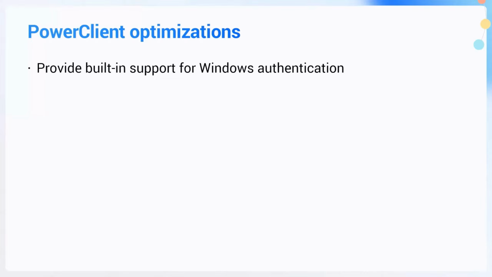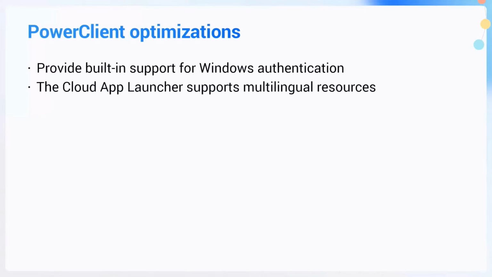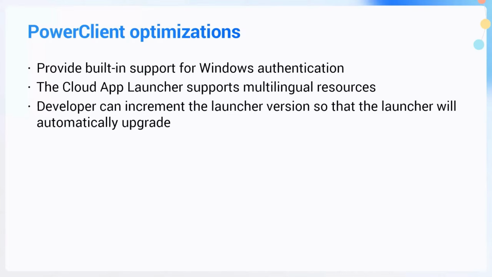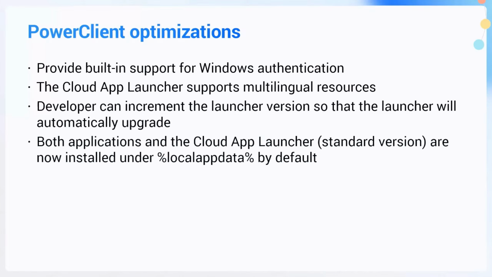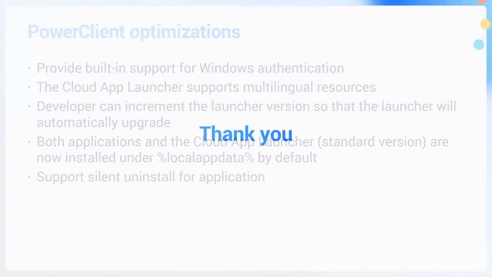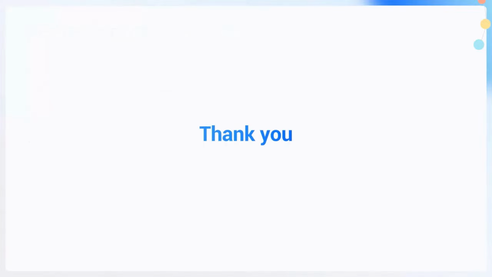Let's talk about PowerClient. So once again, built-in support for Windows authentication and multilingual support, incrementing the launcher version, the change to the location of the application and cloud launchers so that they are in the same directory, and the support for silent uninstall. Basically, all these were mentioned under PowerServer. PowerClient being sort of based, I guess you would say, on PowerServer, shares a lot of those enhancements. So that's all for the slides. I've got just a few examples of some of these features I discussed that I was going to show you, and then we'll move on to questions and answers.